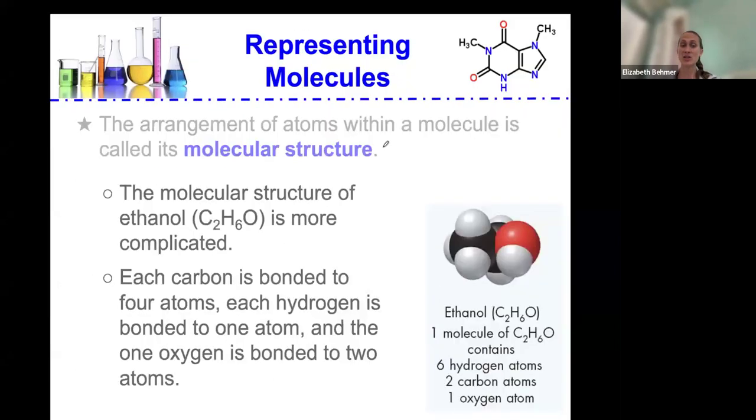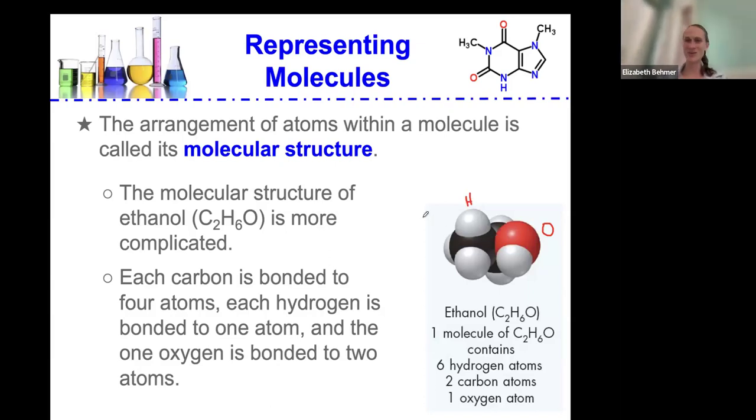The molecular structure of ethanol is a little more complicated. It has 2 carbons, 6 hydrogens, and 1 oxygen. And each carbon is bonded to 4 atoms. Each hydrogen is bonded to 1 atom, and the 1 oxygen is bonded to 2 atoms. So here we have the 1 oxygen, the 6 hydrogens are in white, and then the 2 carbon atoms are in black. So we have a little bit more interesting molecular structure of ethanol.